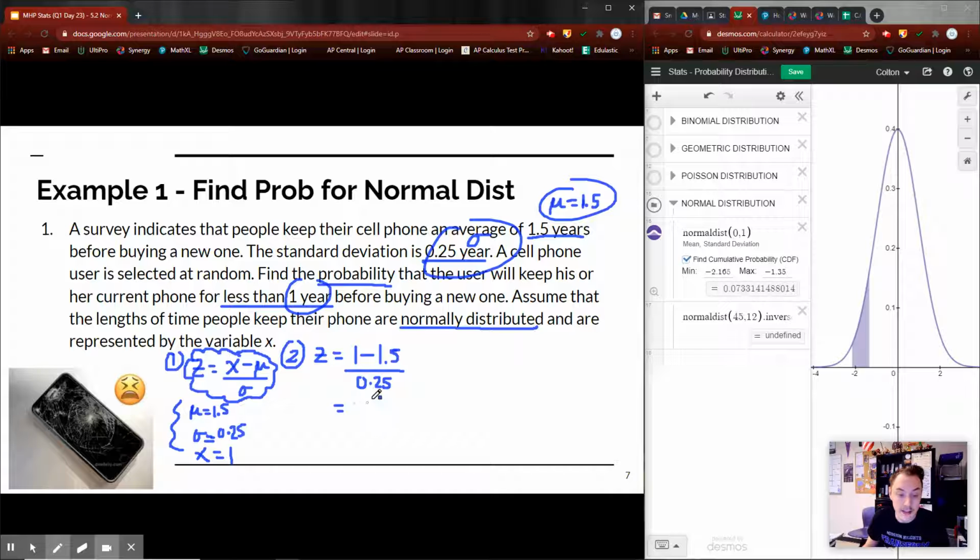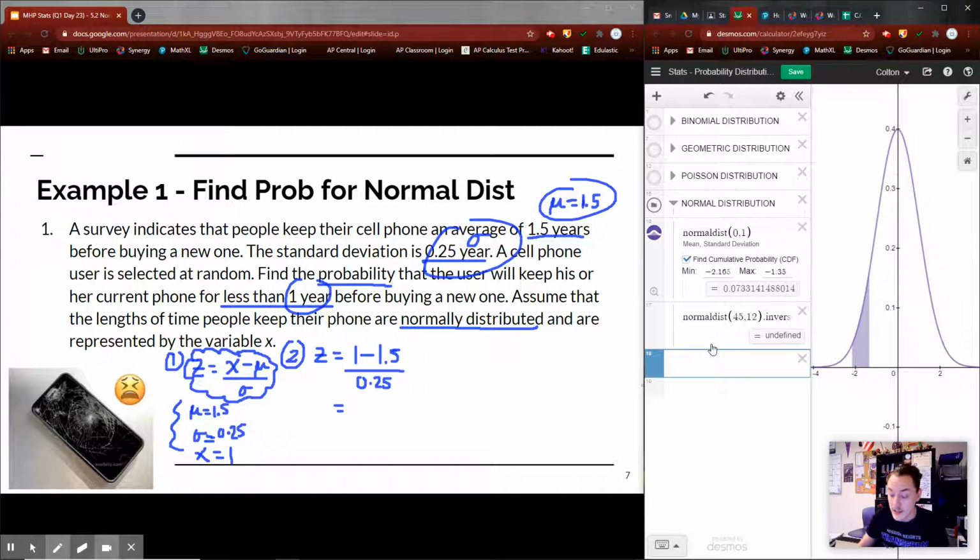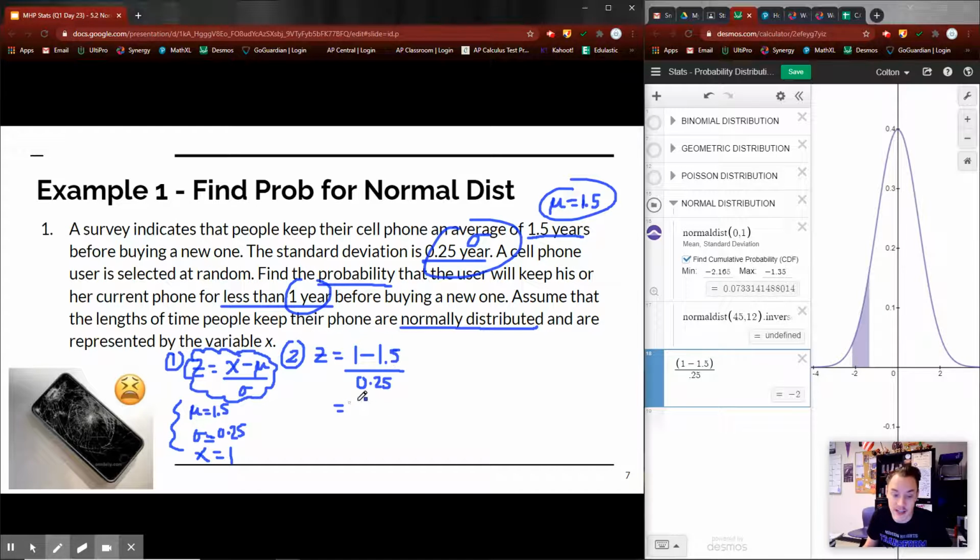What do I get when I get this? I can actually go over here and type it in real quick. I'm going to do in parentheses, 1 minus 1.5, and then I'm going to divide by that. So that is my z-score right there. Awesome. Sorry, I already found that it was -2.